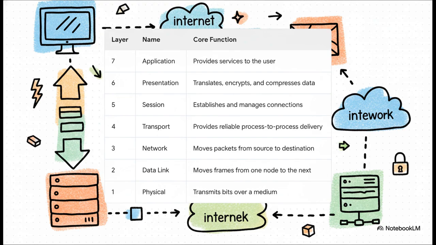From your application at the top, your data gets prepared, segmented, addressed, framed, and finally blasted out as bits. And on the other side of the world, that exact same process happens in perfect reverse, with each layer unwrapping its part of the puzzle until your original data appears, totally pristine, on the other screen.